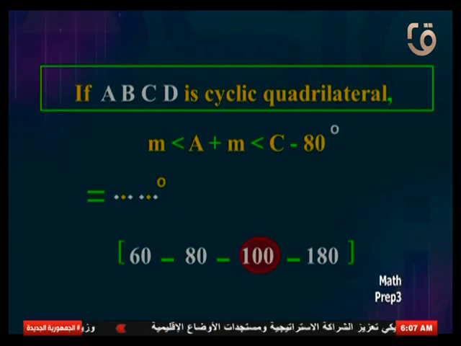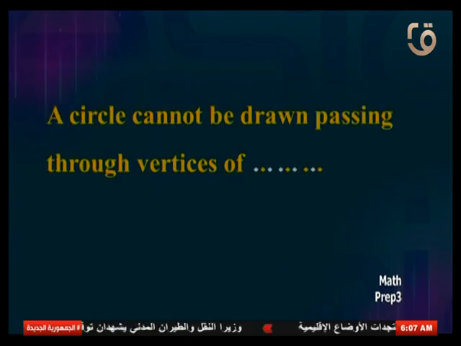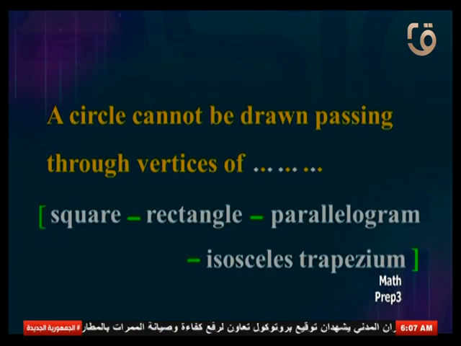A circle cannot be drawn passing through the vertices of a square, rectangle, parallelogram, or isosceles trapezium. It means that which of the following figures cannot be a cyclic quadrilateral? First of all, the square.